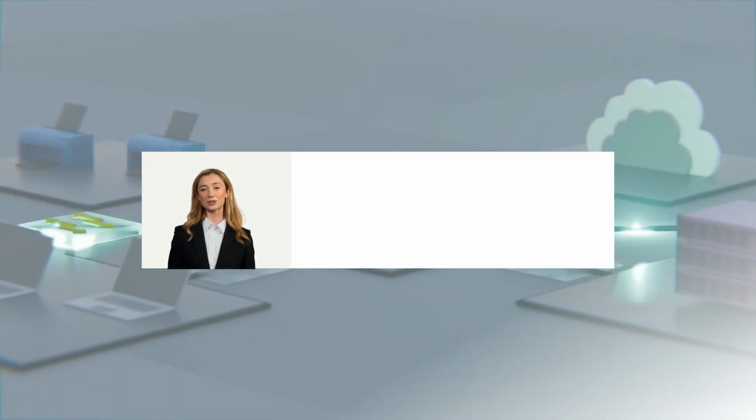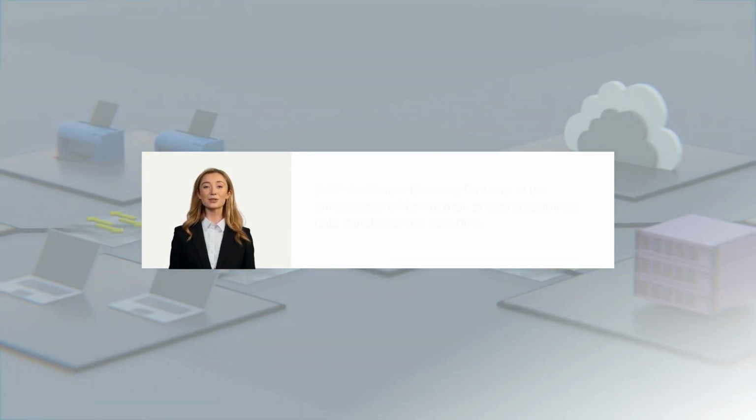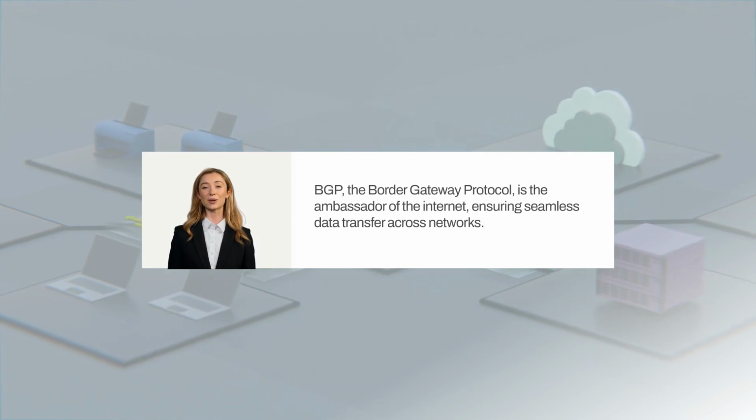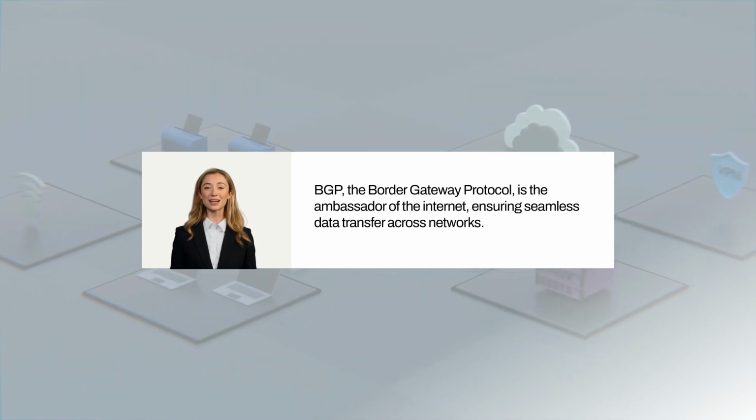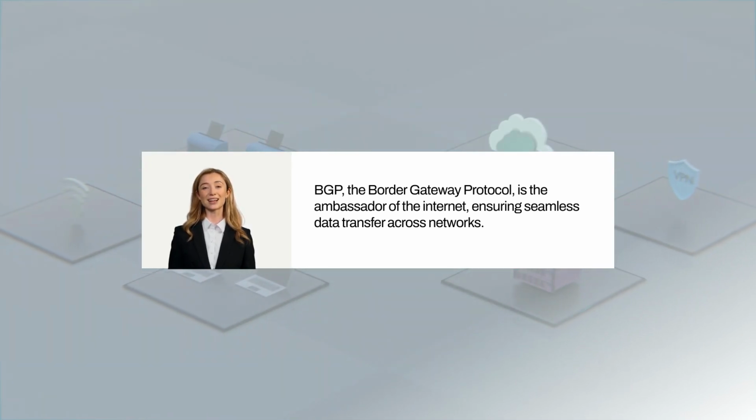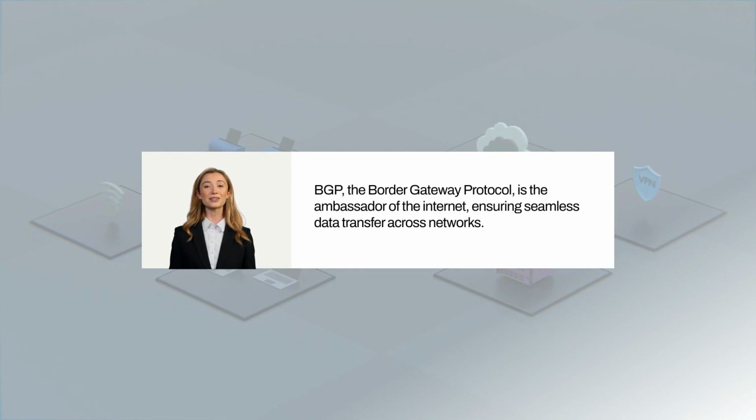On the other hand, exterior gateway protocols, or EGPs, deal with routing data across different networks or autonomous systems. BGP, or Border Gateway Protocol, is the most prominent EGP. It's like the ambassador of the internet, facilitating communication and data transfer between different ISPs, ensuring that your Netflix binge doesn't get interrupted by routing mishaps.